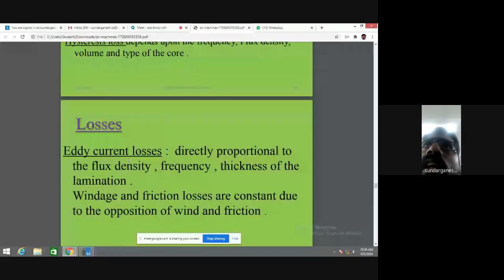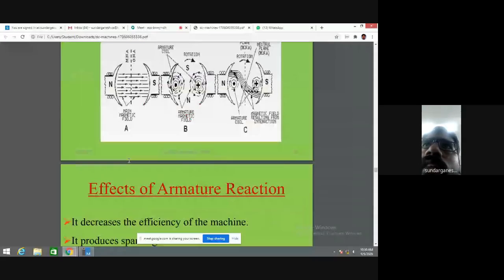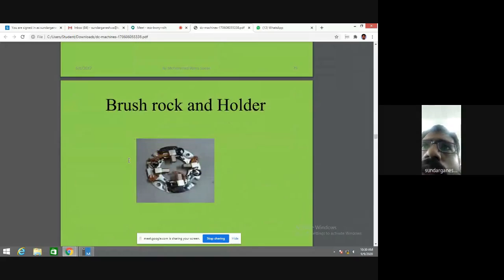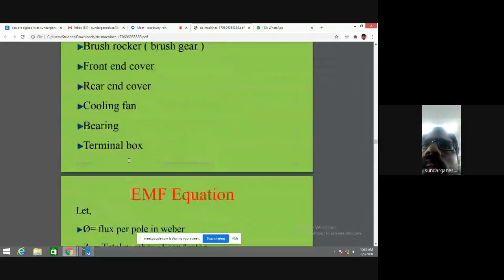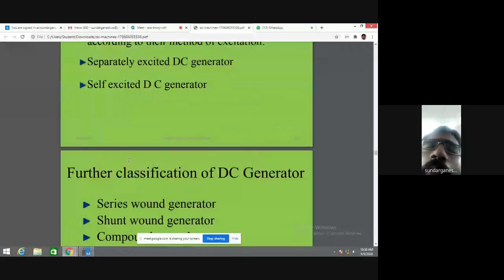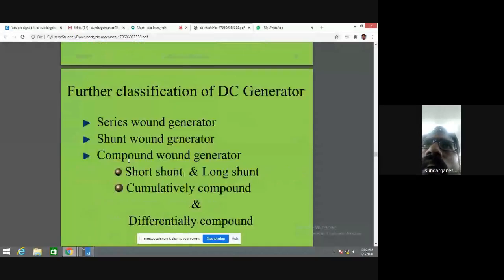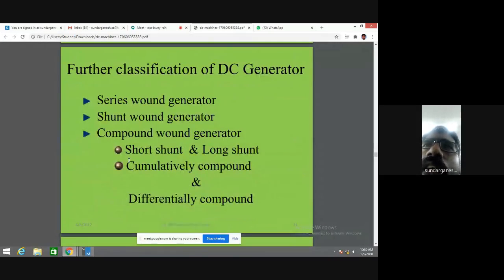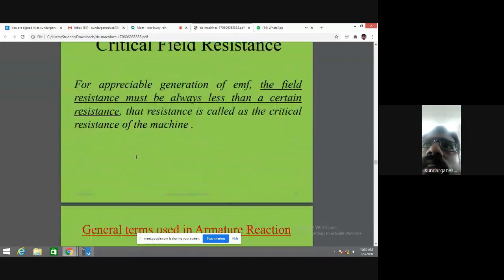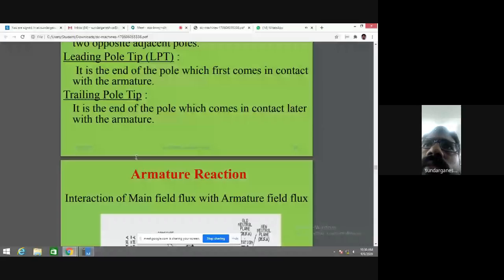In DC generators, first you should know the classification. Construction-wise, generator and motor are the same. Next, the EMF equation. What are the types of DC generators? Separately excited and self-excited. What are the classifications? Series, shunt, and compound. Then the categories: no-load saturation, internal, and external characteristics. What is critical field resistance? This one is not needed.